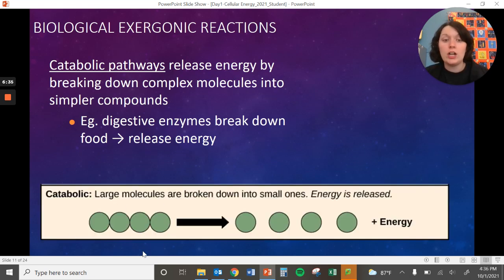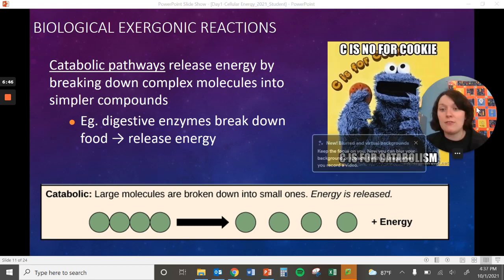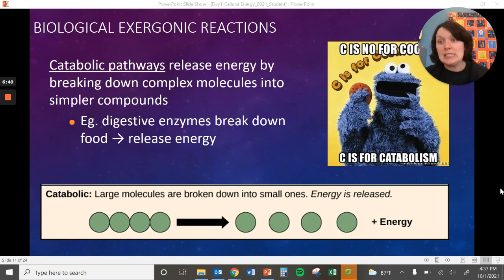Okay, so here we have a large molecule. We're breaking it down into its parts or monomers, if it were like a carbohydrate or a lipid, and we were releasing energy. That is a catabolic reaction. Okay, so here we have C is not for cookie. C is for catabolism. So our catabolic reactions, breaking that down for energy.